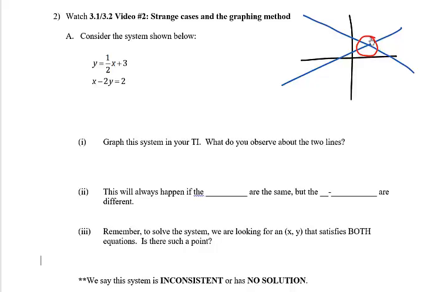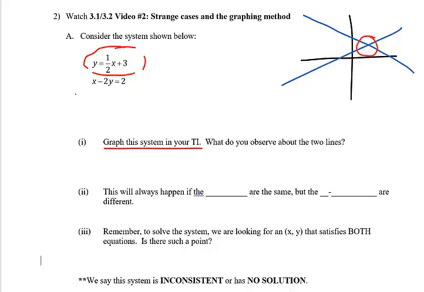So let's take a look at this example problem we have in part A. Here's a system of equations, and the first thing we're supposed to do is to graph this system in our calculator. Now remember, in the calculator, the equations have to be set up in the good format, the y equals mx plus b format. It looks to me like this first one is just fine, but the second one I think we're going to have to fix.